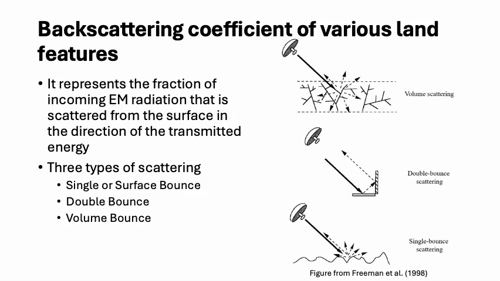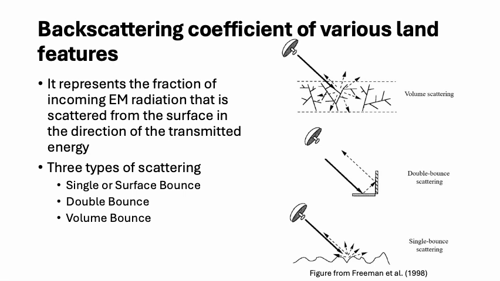As mentioned earlier, the radar receives the reflected microwave signals from the target. These reflected microwave signals are known as backscatter. This backscatter is categorized into three types: first, single bounce or surface bounce; second, double bounce; and third, volume bounce. Generally, targets like roads and water give single bounce, man-made targets give double bounce, and forest trees give volume bounce.